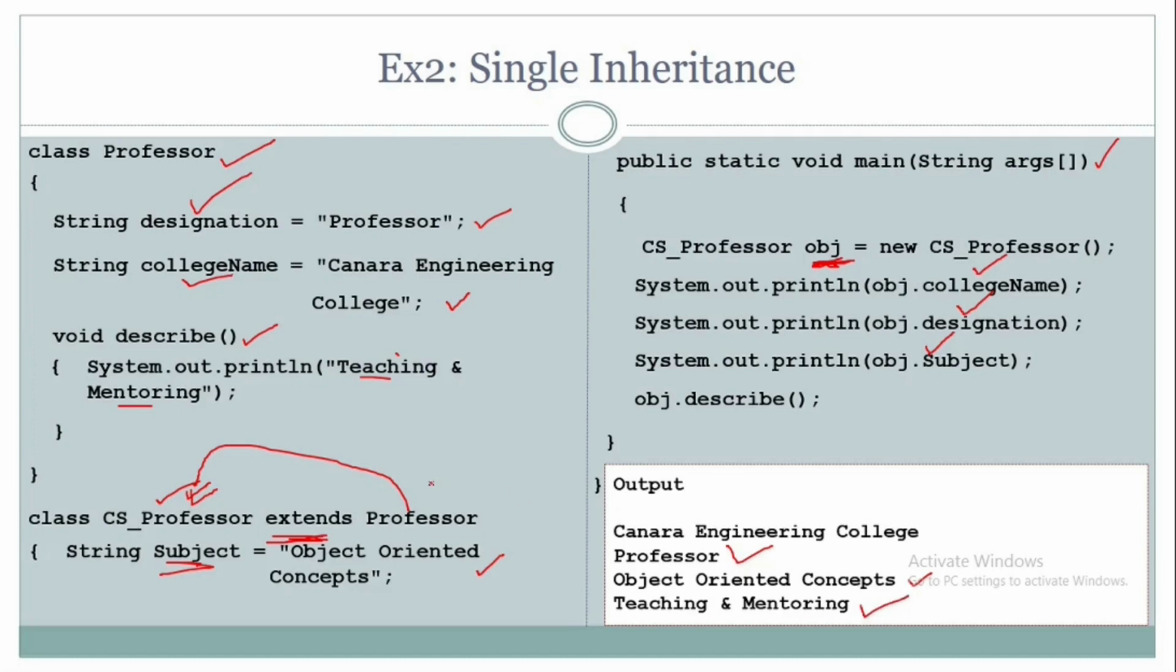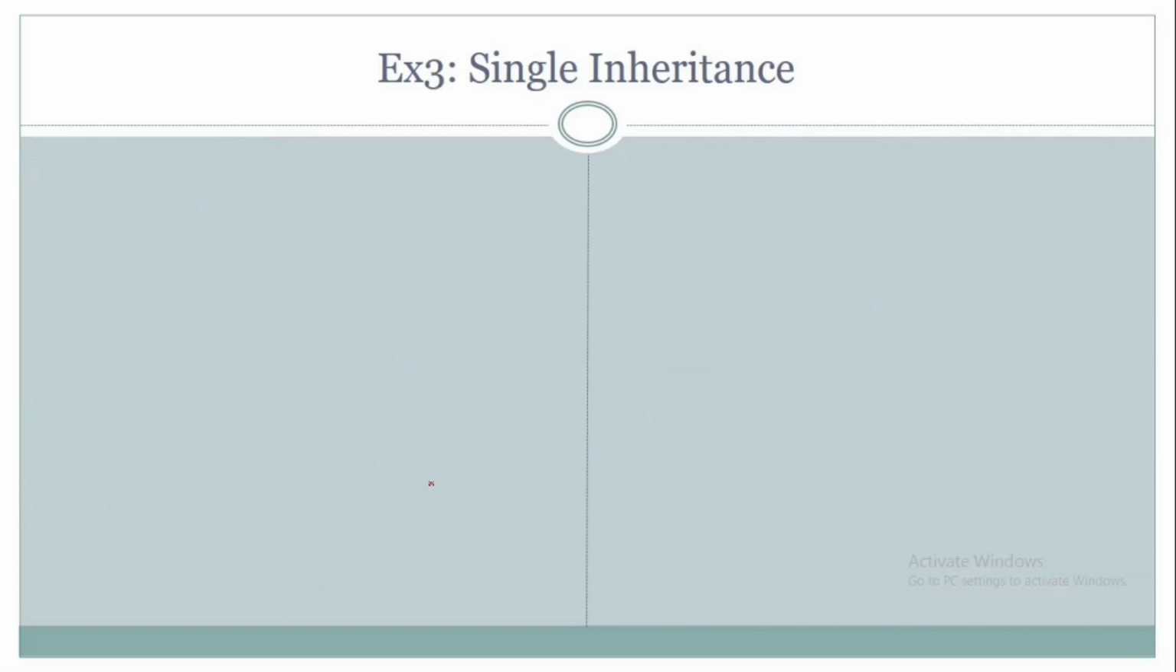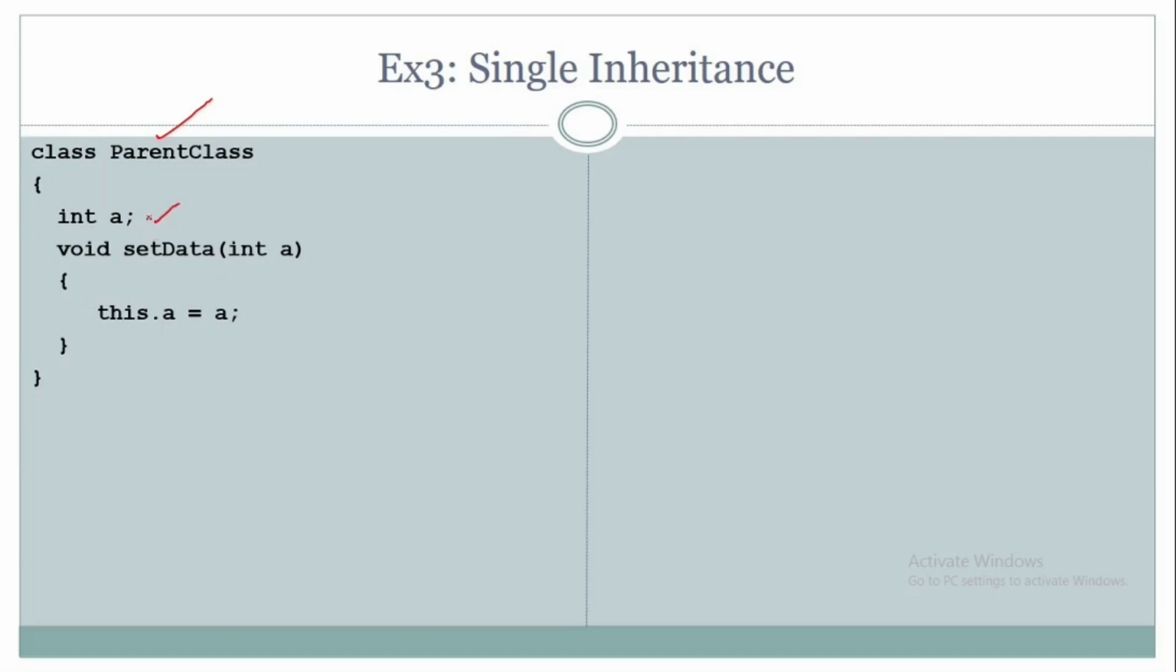Now we'll understand the single inheritance concept with one more example. As you can see, I've just created a class called parent class. It has one variable called int a, and it has a method called void set data.